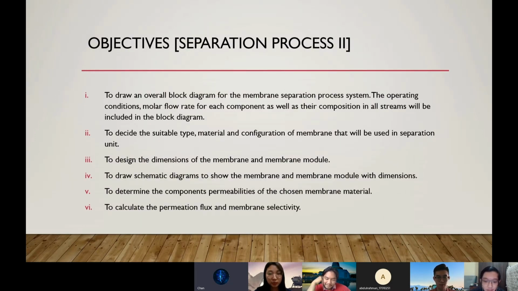For separation process 2 part, the objectives are to draw an overall block diagram for the separation system, to design the membrane to be used in the separation unit, and also to draw schematic diagrams to show the membrane and membrane module with dimensions. Other than that, we will also need to determine the components' permeabilities and calculate the flux and selectivity.